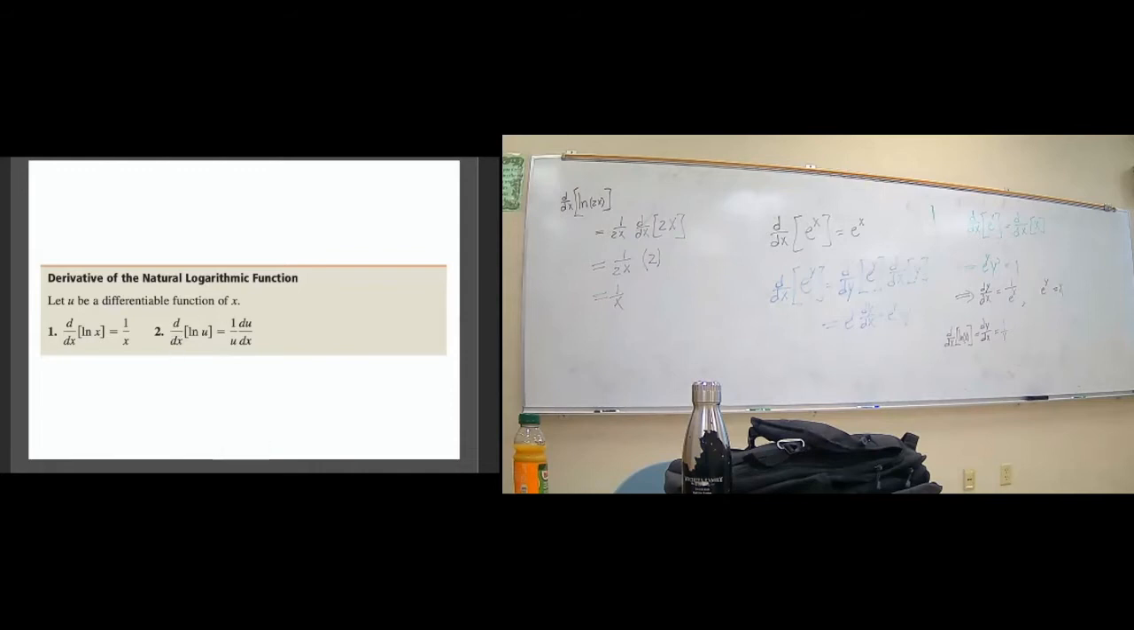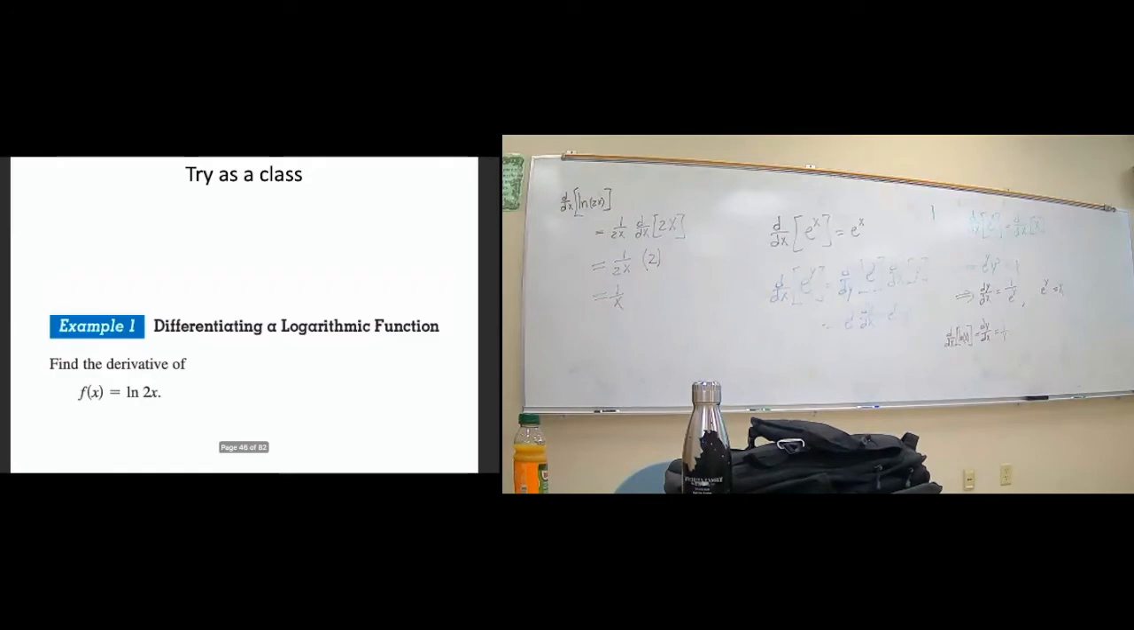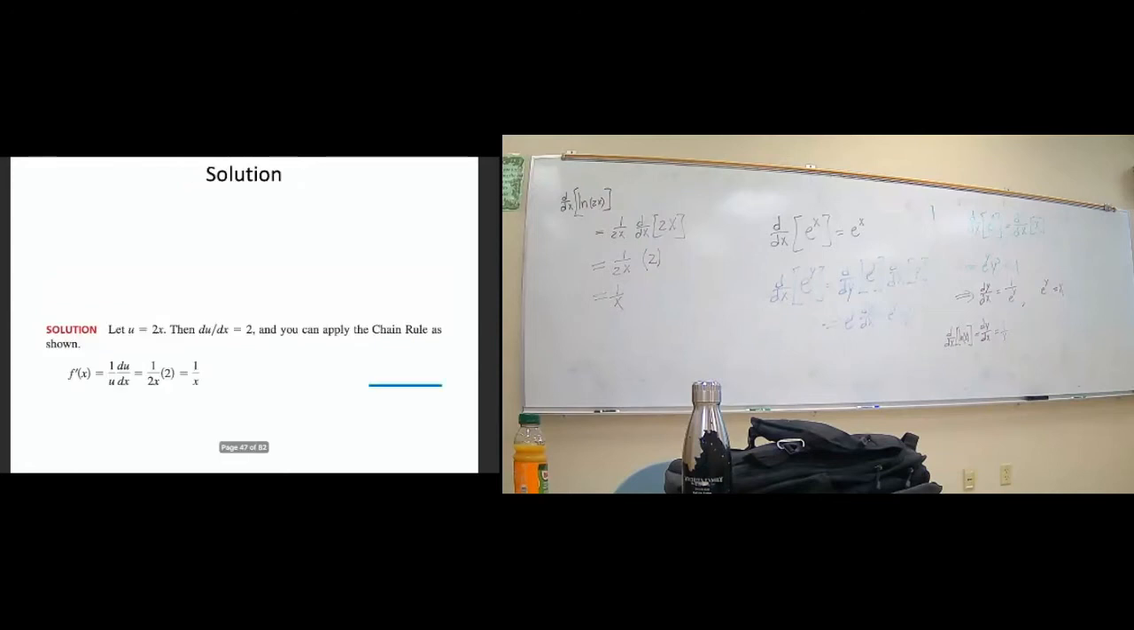And that's because of the second definition, the chain rule definition, right? So checking it out really quick, we're going to say that u is equal to the function 2x. So obviously then du dx is going to be 2. And by chain rule, we get that the derivative of the ln of 2x is equal to 1 over x.